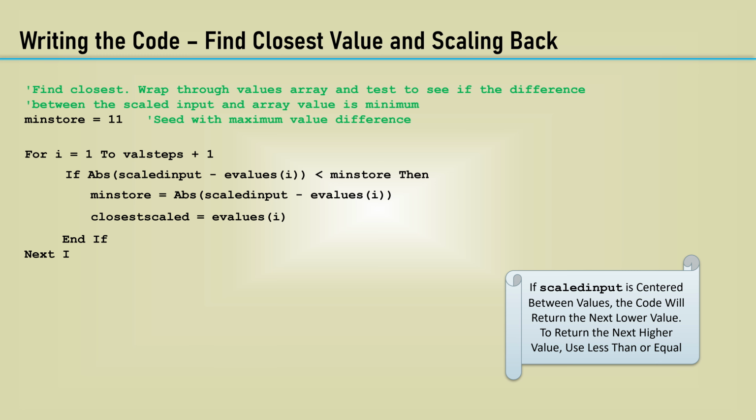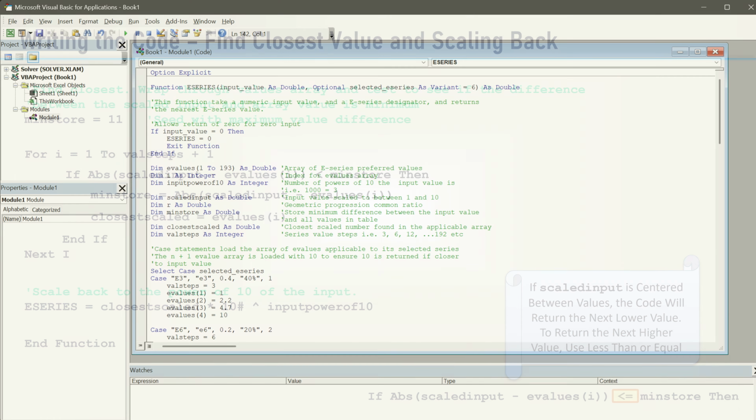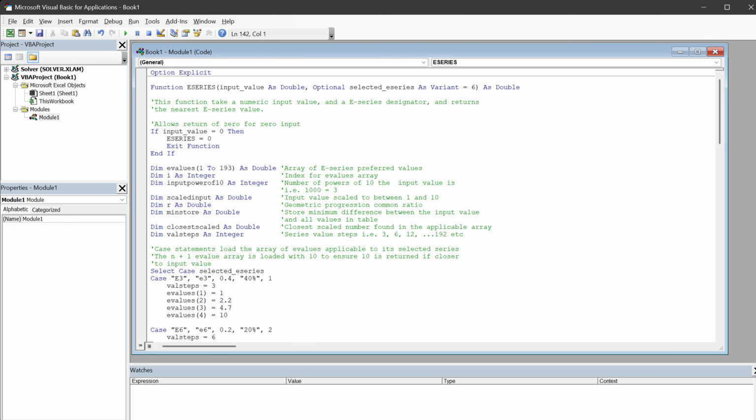To return the next higher value, use less than or equal as shown here. Then set eSeries to return the closest scaled times 10 raised to the power of input power of 10. Then end function. Insert a Visual Basic module into the editor, then copy and paste the code into the module.